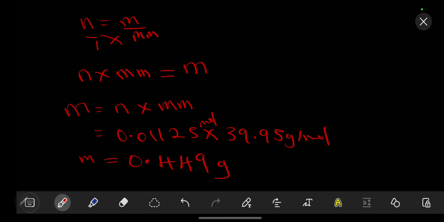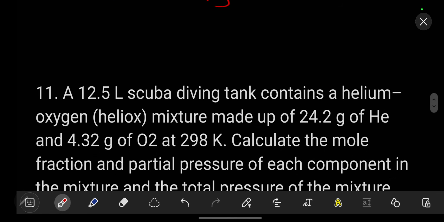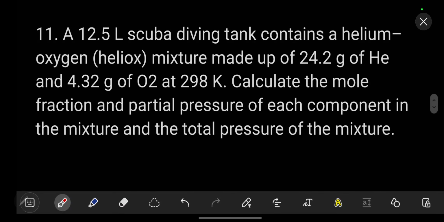Let's look at question 11. Question 11 says that a 12.5 liter scuba diver tank contains a helium-oxygen heliox mixture made up of 24.2 grams of helium and 4.32 grams of oxygen at 298. Calculate the mole fraction and partial pressure of each component in the mixture and the total pressure of the mixture.